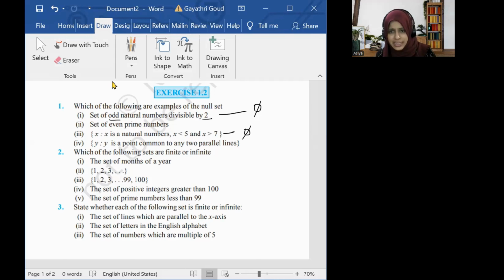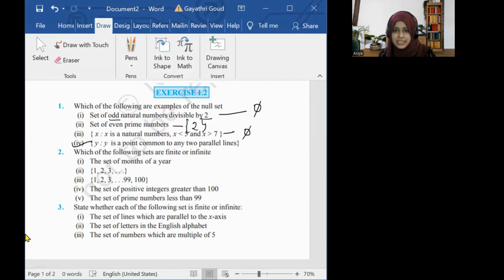Now, let us have a look at the second question as well. Set of even prime numbers. Is there an even prime number? Yes, there is only one even prime number and that is 2. So what do you think? Is this a null set? No, this is not a null set. So fourth one, you can do it as homework.